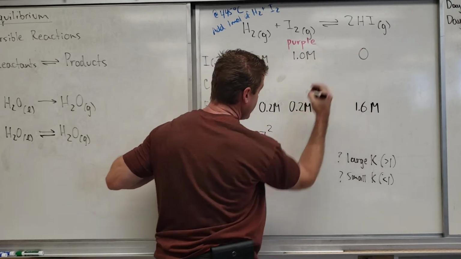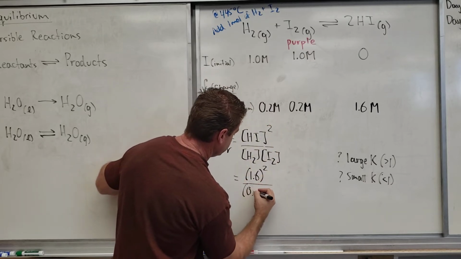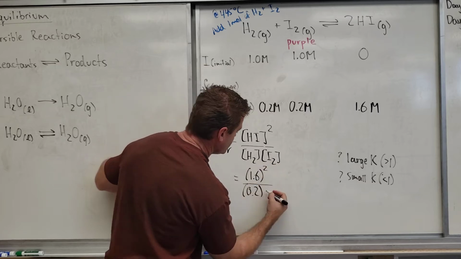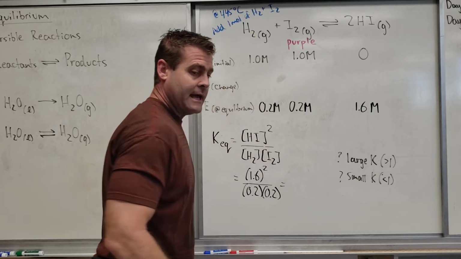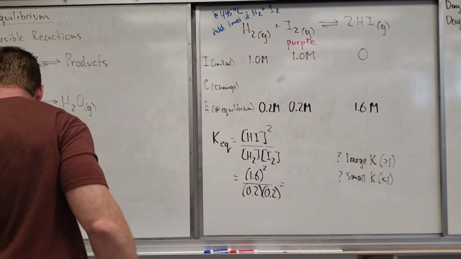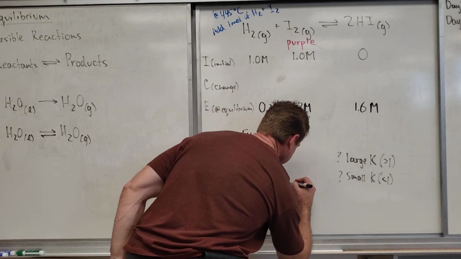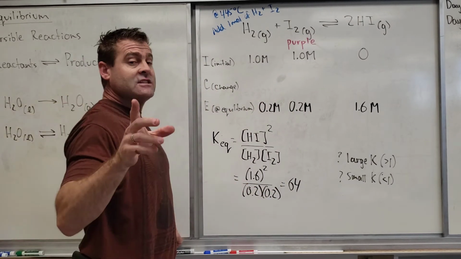You've got to remember to square it, over the concentration of hydrogen, which was 0.2, times the concentration of iodine, which was 0.2. And I plug that in, and I believe I did this before, and I believe you get 64. So this, you guys, I will say, is called the equilibrium constant.